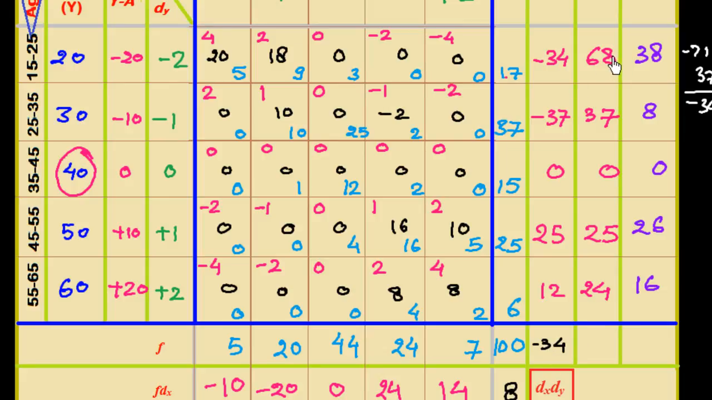And here we have to add 68, 37, 25 and 24. So we get here 154, which is positive. And the last column we add 38, 8, 26 and 16. So we get here 88.